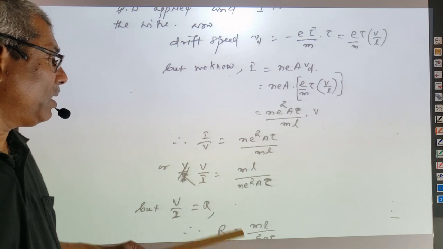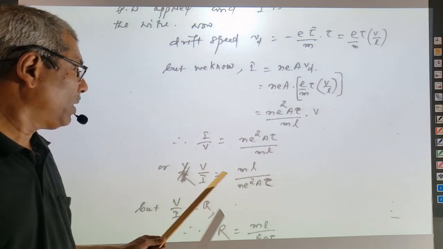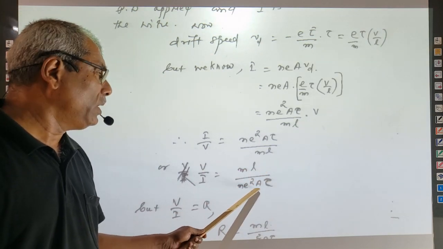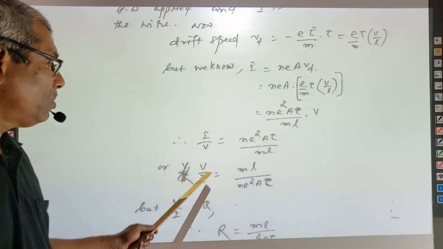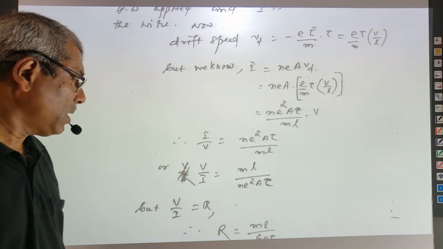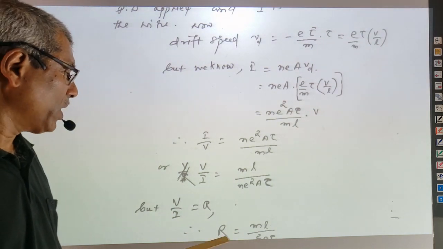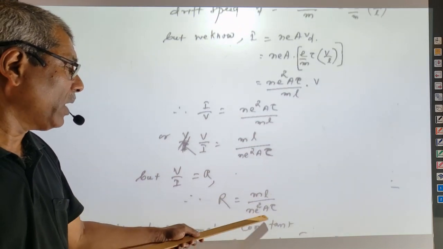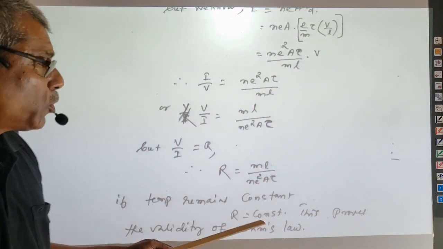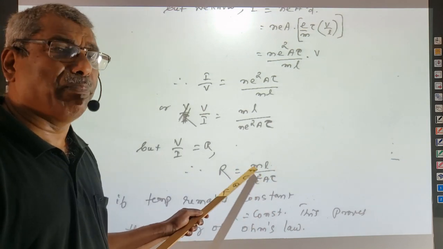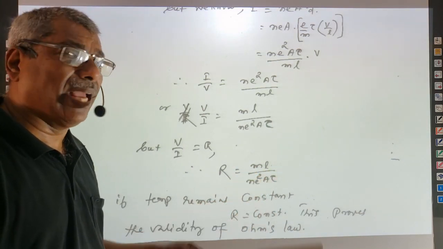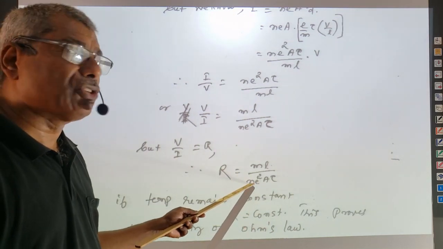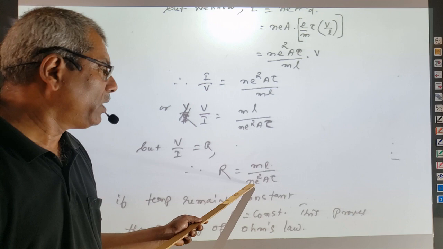When it is inverted, we get V by I is equal to m L divided by n e square A into tau. So this is V by I, and V by I is equal to R, which everybody knows. Hence we can say that R is equal to m L divided by n e square A into tau. In this expression, m means mass of an electron and L means length of the conductor. Length remains constant when temperature remains constant. And n is the volume charge density.